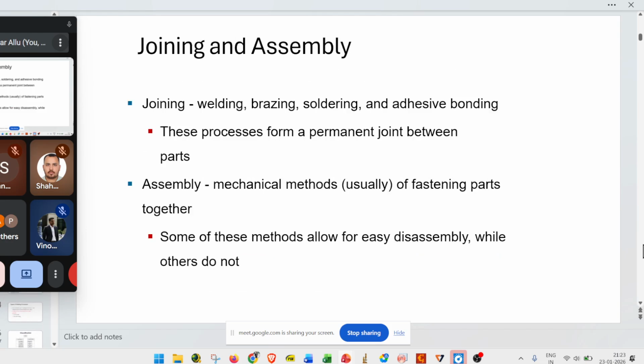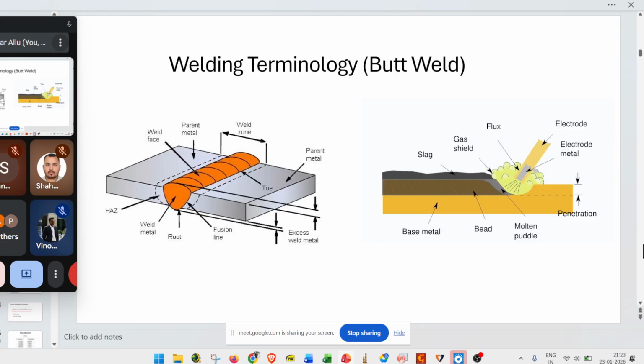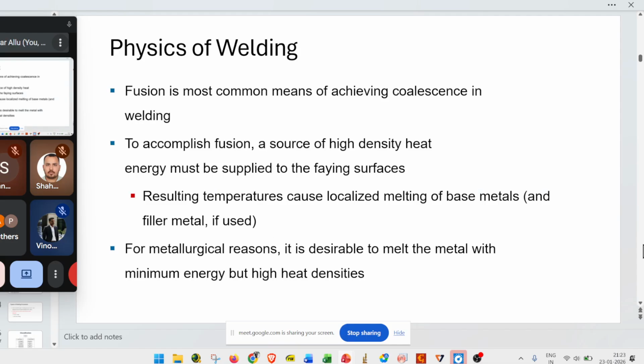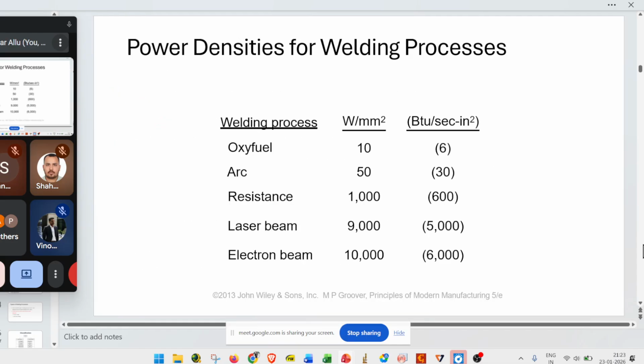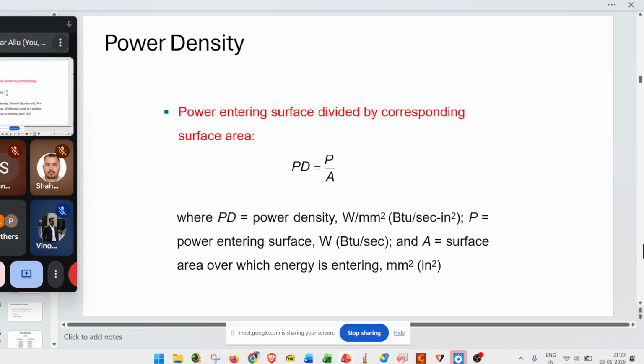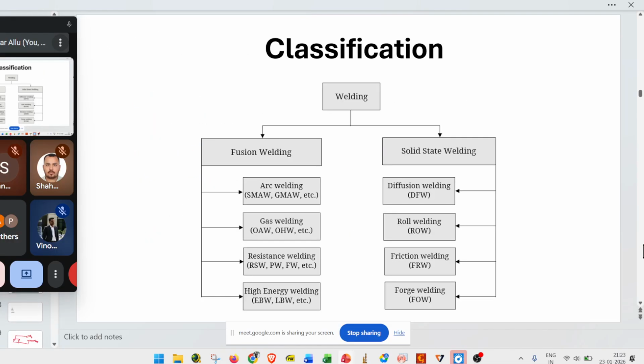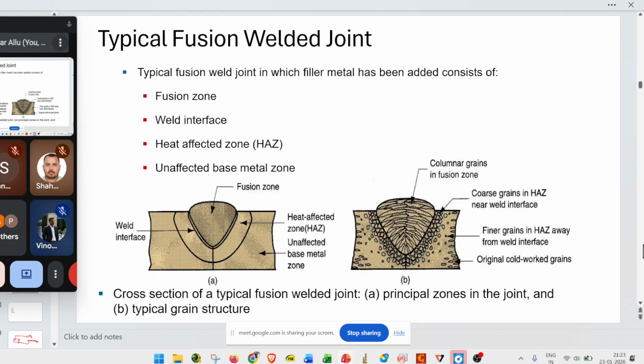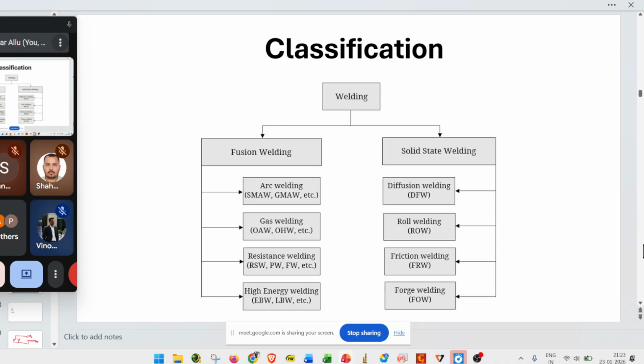We have seen what is the welding definition. We have seen the welding terminologies, and power density we have discussed, and the different classifications of the welding processes, and why we have to study the metallurgical aspect when it comes to welding, and how the power density affects its heat affected zone and weld zone and so on, and different classifications of the welding processes like fusion welding and solid state welding.